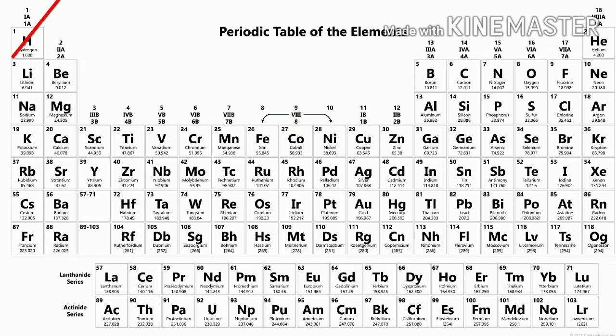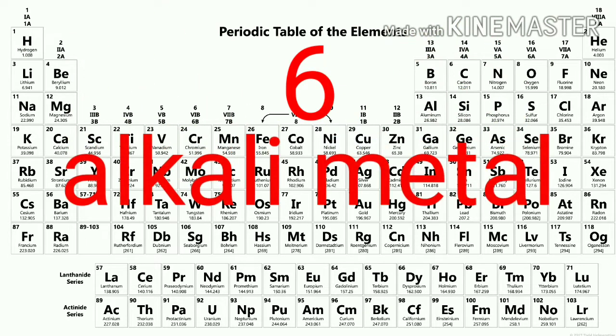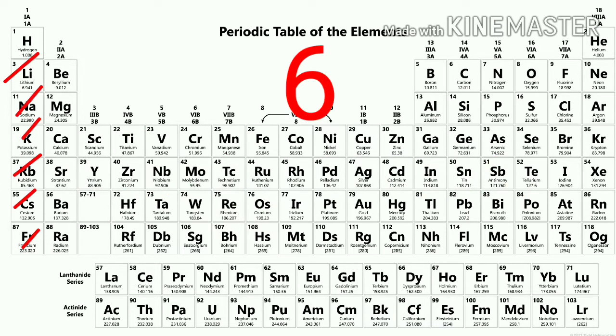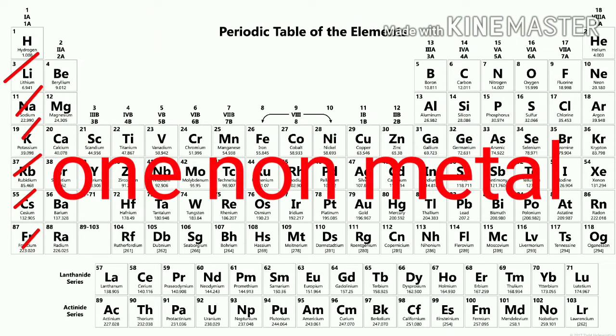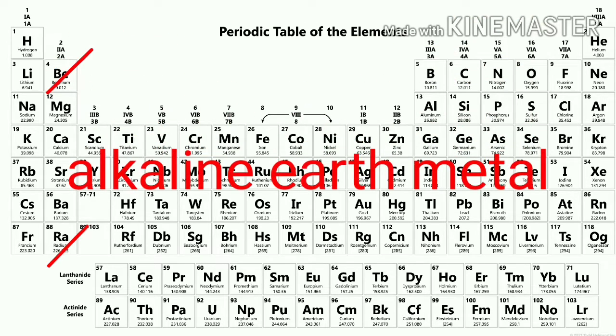The first group, that is IA group, contains 6 alkali metals from lithium to francium and 1 non-metal, that is hydrogen. The second group, that is IIA group, contains 6 alkaline earth metals from beryllium to radium.